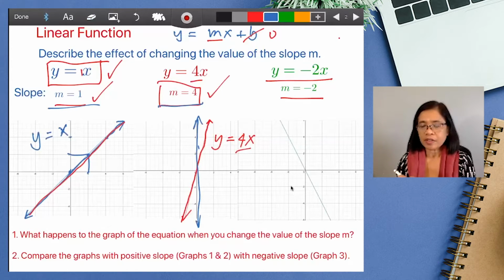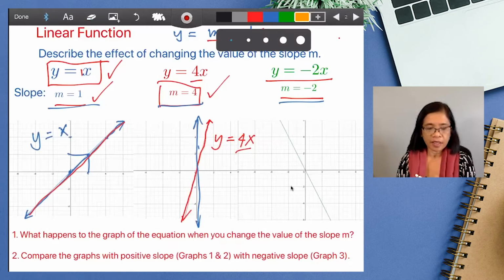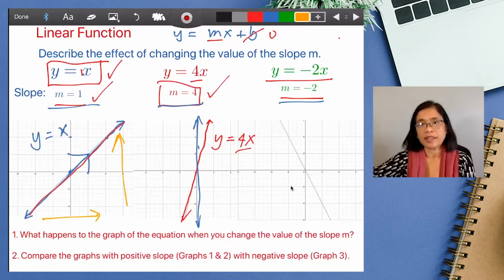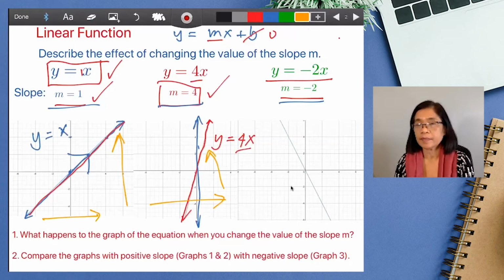We compare this to the line whose slope is negative. For the first two lines, notice that as x increases, y is also increasing. So this is the case when the line is rising. It is inclined to the right. Same here, as the value of x increases, y also increases.